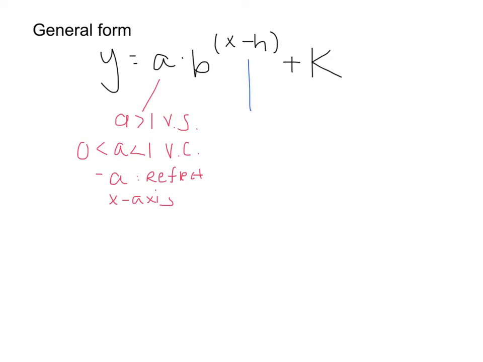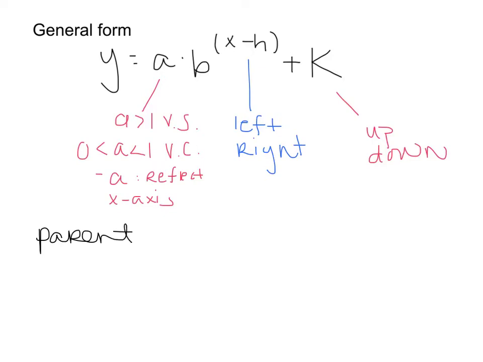The x minus h as the exponent is going to move it to the left or to the right. And then k at the end is either going to move it up or move it down. And if it ever asks for the parent function, the parent function is just going to be y equals b to the x power, okay? So you're going to ignore the a out in front, the minus h, and the k that's at the end.